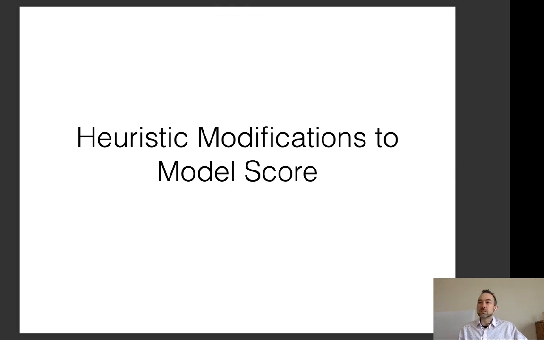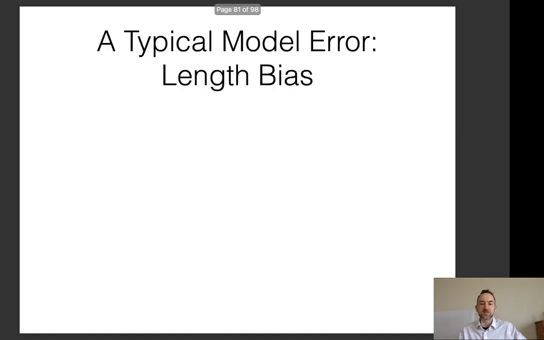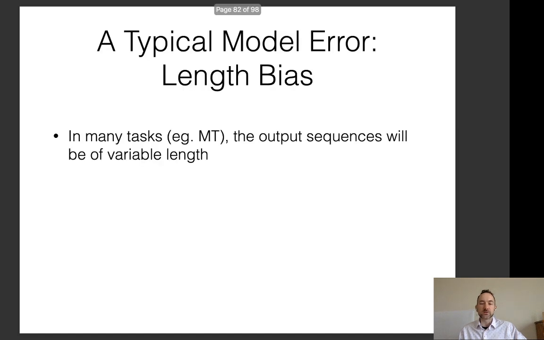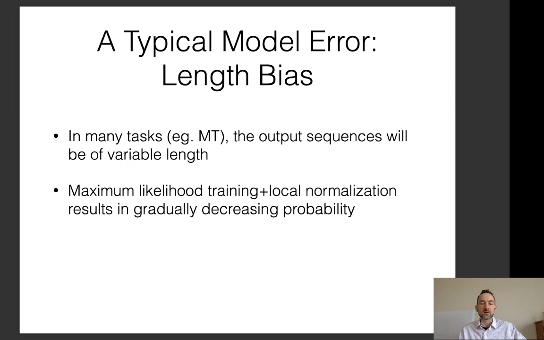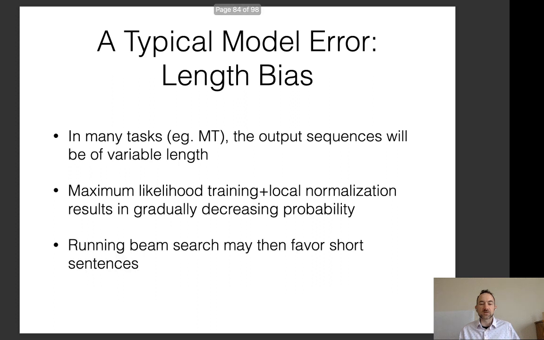Okay, so this was about diversity and other things like this. Now I'm going to talk a little bit about heuristic modifications to model score to fix some problems in search algorithms, like I mentioned before. A typical model error is length bias. In many tasks such as MT, the output sequences will be of variable length, but maximum likelihood training plus local normalization results in a gradually decreasing probability as you output more outputs. And this can result in the model's score favoring shorter sentences.